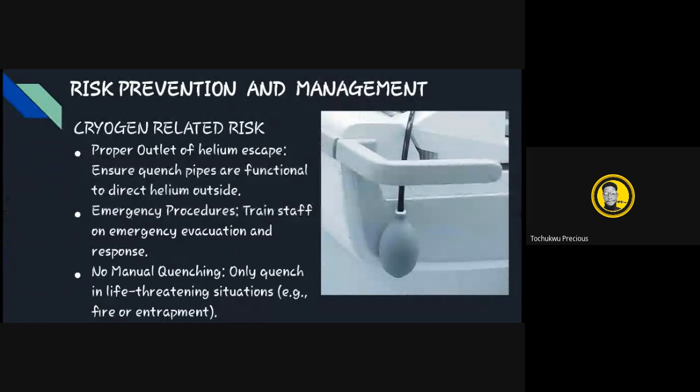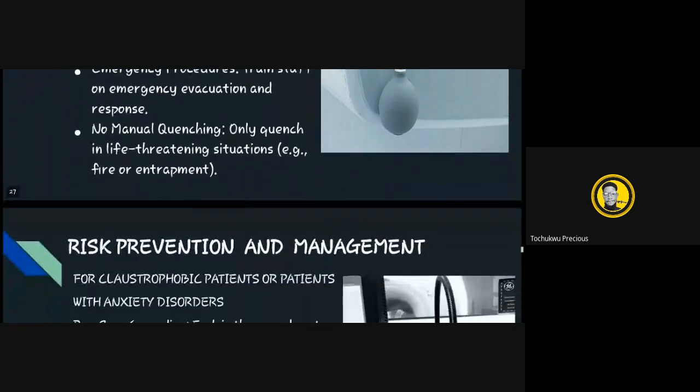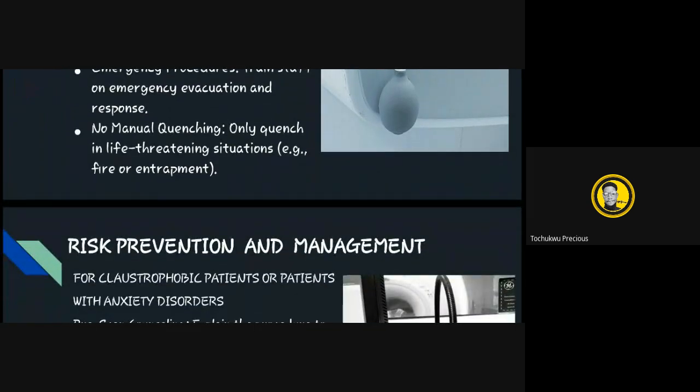For cryogen related risks, ensure proper outlets for helium escape. Ensure that the quench pipes that are connected are functional in order to direct the helium outside. It's also necessary to train staff on emergency evacuation and response. Only quench when the situation is life-threatening.